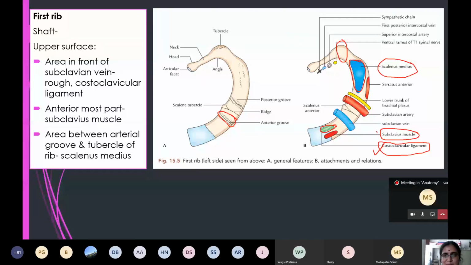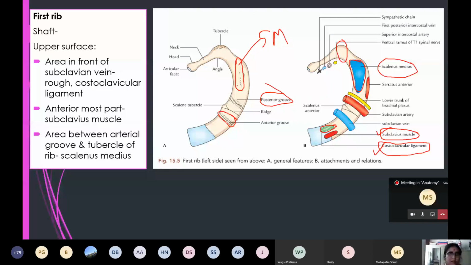Now tell me, my dear student, there is an attachment of a muscle behind the subclavian artery groove, the posterior groove. What is the name of the muscle here? Scalenus medius. The names of the muscles are very easy, no need to mug up. The muscle attached anteriorly is scalenus anterior, in the middle is scalenus medius, behind is scalenus posterior. On the basis of location, the names are given.